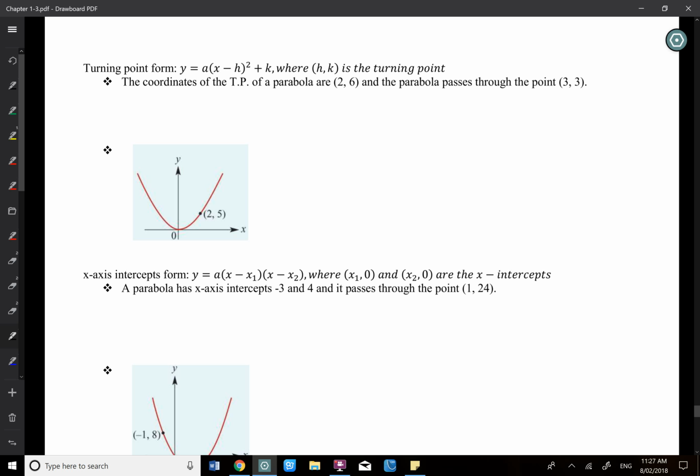And the third one is the x-intercept form. The x-intercept form is y equals a, bracket x minus the first intercept, finish the bracket, and another bracket x minus the second intercept, which is the factorized form. But no matter whether you use the turning point form or the x-intercept form, there is an a in front of all the equations, and you must remember that.